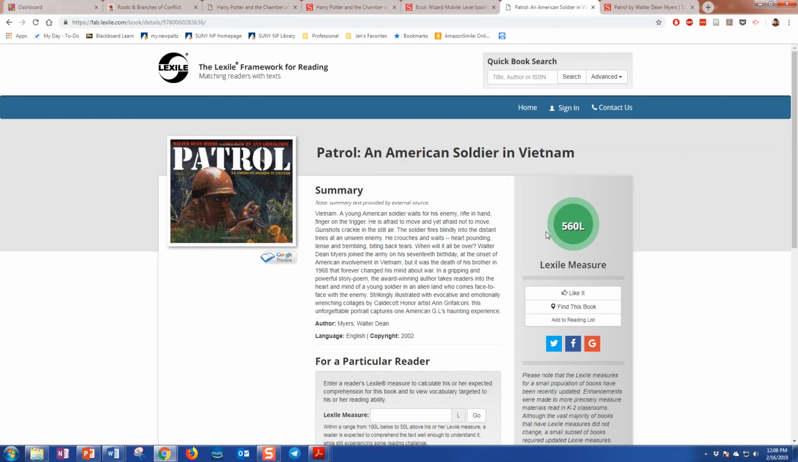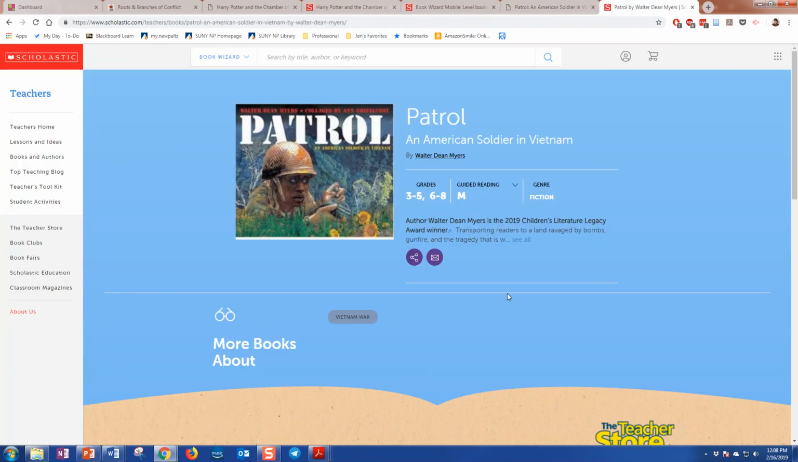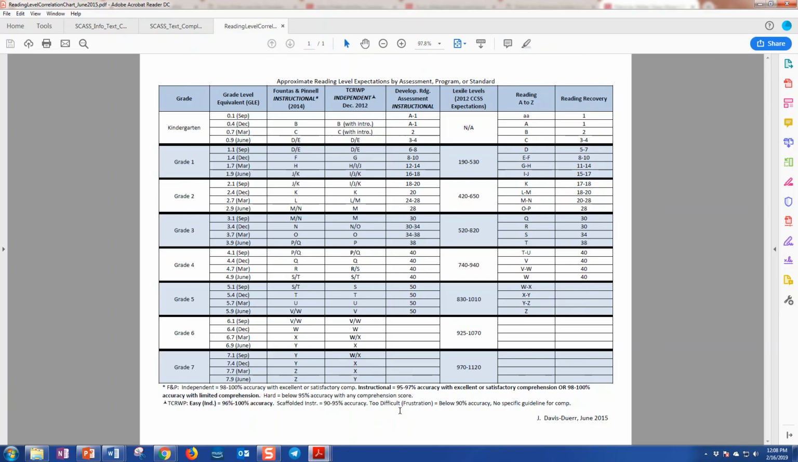So we looked up the Lexile level, remember, for Patrol, 560. I looked up the same book in Scholastic Book Wizard. Notice that they give these grade spans, 3rd to 8th grade. That's pretty wide. They have a guided reading M. Let's take a look at our correlation chart. Guided reading level M is towards the end of 2nd grade. All right, so kind of similar to the Lexile.